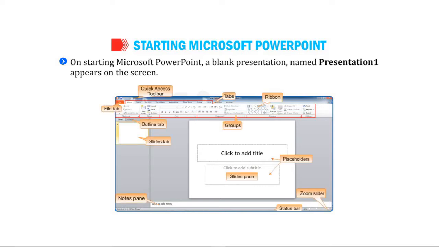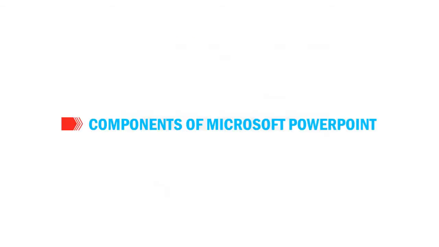which contains various components like File tab, Quick Access Toolbar, tabs, ribbon, groups, placeholders, slides pane, zoom slider, status bar, notes pane, outline tab and slides tab. Students, let's understand the various components of Microsoft PowerPoint.